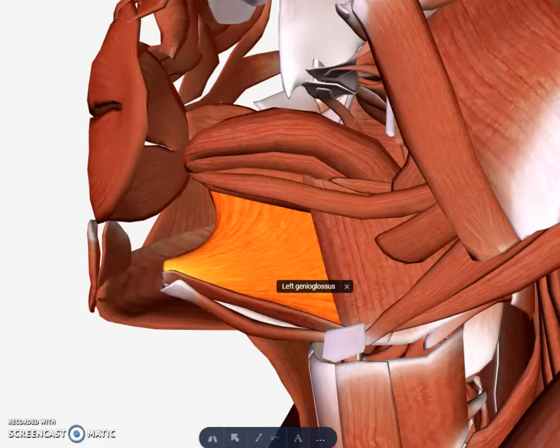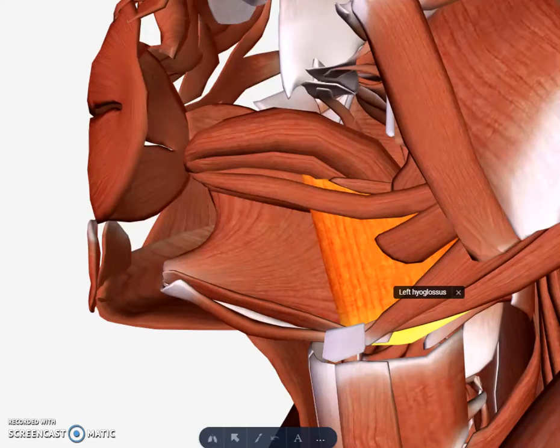This is the genioglossus. It protrudes the tongue. The origin is the mandible, and the insertion is the hyoid bone. This is the hyoglossus. It retracts the tongue. The origin is the hyoid bone, and the insertion is the side of the tongue.